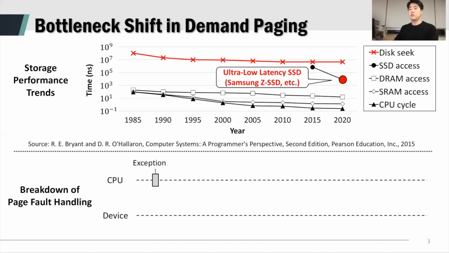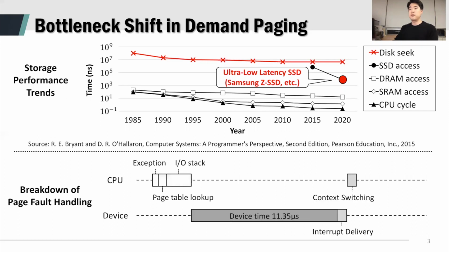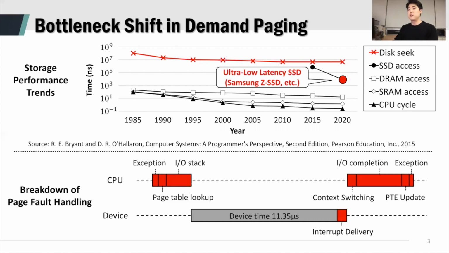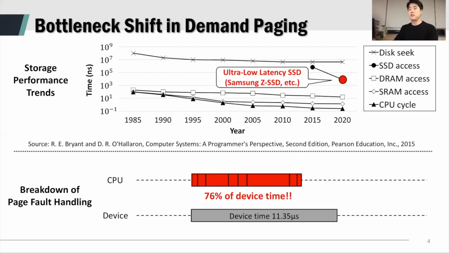When a page fault exception occurs, the kernel passes through the kernel I/O stack to request I/O. After device I/O completion, an interrupt is raised and context switching occurs. Then I/O completion and PTE update are performed to wake up the user process by an exception. According to this breakdown, the OS kernel overhead in demand paging is quite substantial, taking about 76% of the device time.